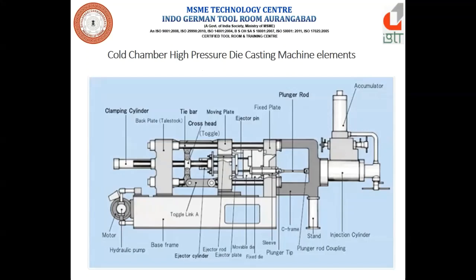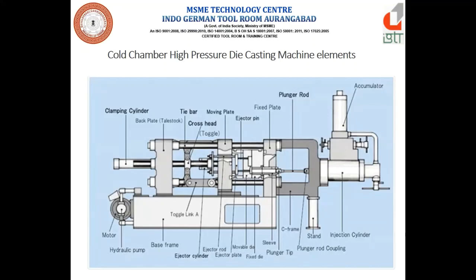So next is a schematic diagram of a cold chamber high pressure die casting machine, and we will discuss the different components of a high pressure die casting machine. First we discuss structural components. In this machine bed, which is a steel fabricated structure that supports the major machine components.